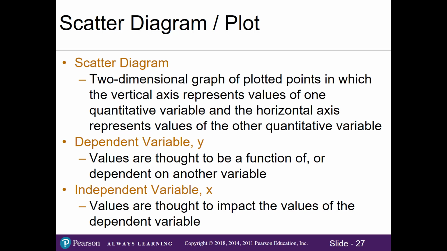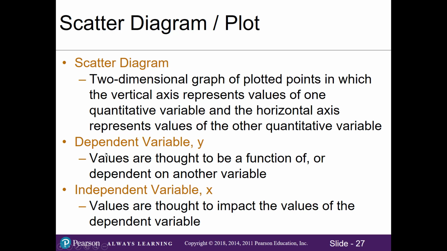A scatter diagram is a two-dimensional graph of plotted points in which the vertical axis represents a value of one quantitative variable and the horizontal axis represents values of another quantitative variable. Note that both variables have to be quantitative or numeric in nature. Now, which variable goes on which axis, though?